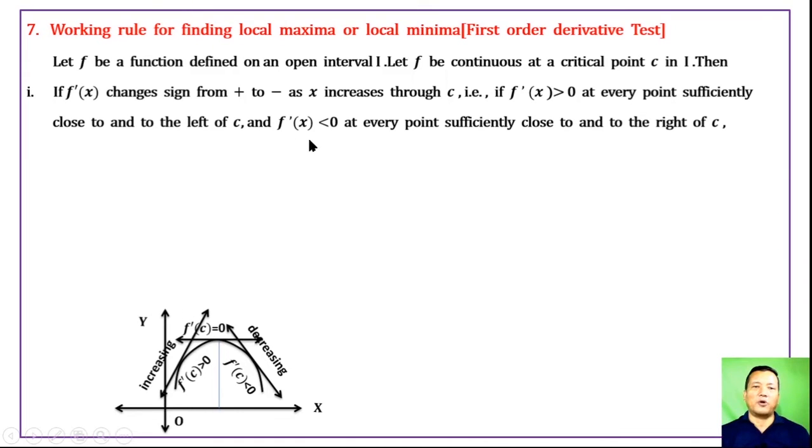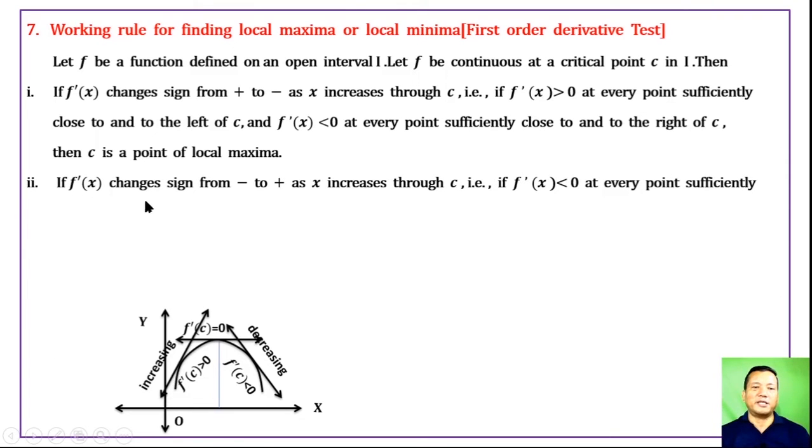and f dash of x is less than 0 at every point sufficiently close to and to the right of C, then C is a point of local maxima. As x increases, the sign of f dash changes from positive to negative around C, so the point C is a point of local maxima, as in this picture.